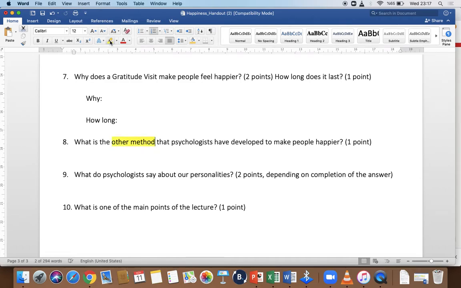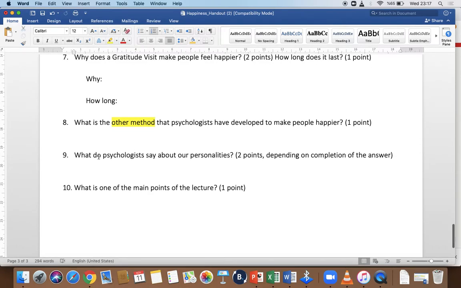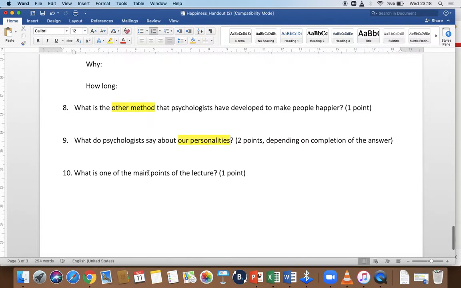And what is the other method that psychologists have developed to make people happier? One method is gratitude visit. What is the other method? You should write it. What do psychologists say about our personalities? Now you should focus on personalities and what do psychologists say? And last question, what is one of the main points of the lecture?